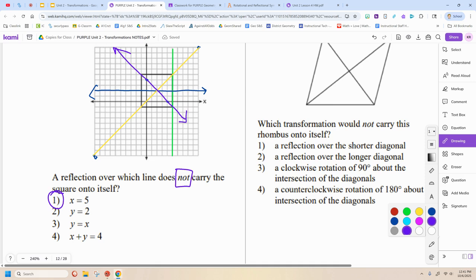So can anybody tell me the equation of the last line? What would be the last good line? What's the last good line? It's not there as part of the question. Y equals negative x. Right?